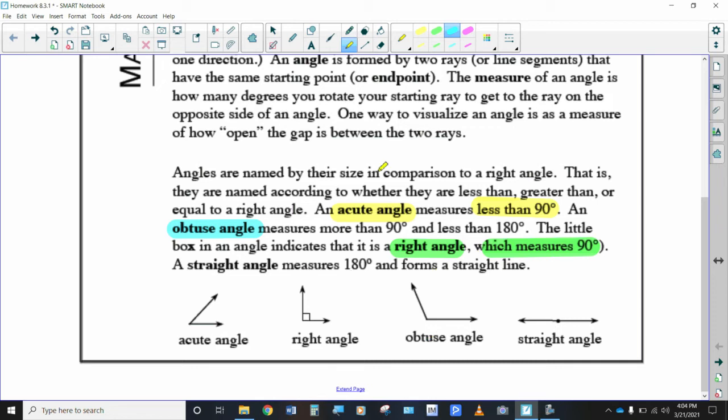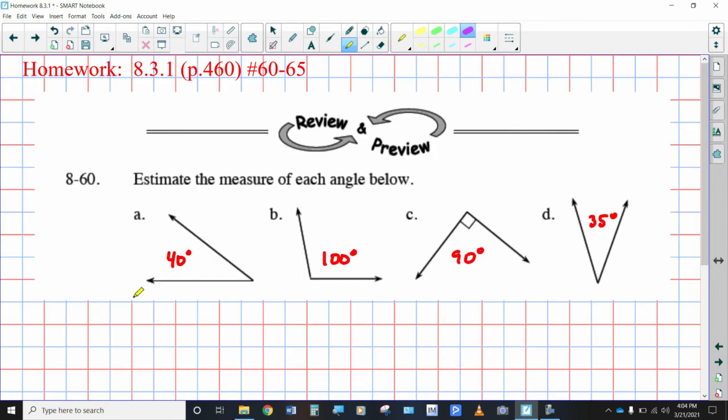And then the last kind of angle, which is kind of important for what we're going to be doing in 8th grade math and in high school, is the straight angle, which technically is just a straight line. And this vertex here really is just one of the infinite number of points on that line. This measures 180 degrees. So, 4 different basic kinds of angles. So estimate the measure of each angle below.